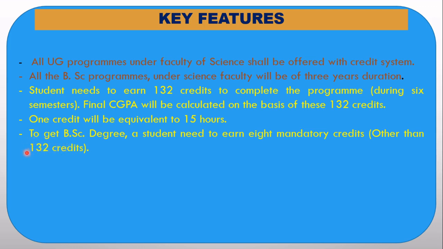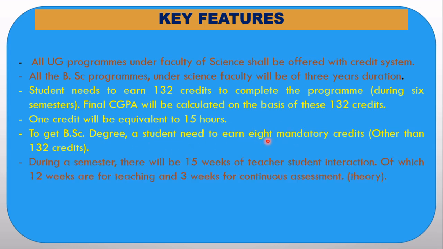But apart from these 132 credits, the student has to earn 8 mandatory credits for the completion of the degree, that is the BSc degree. So these are mandatory credits he has to earn from somewhere else. So apart from these 132 credits, a student needs to earn 8 mandatory credits to get the degree.